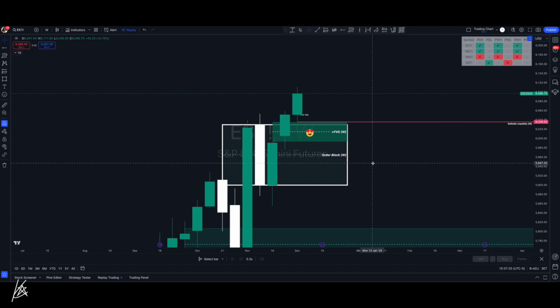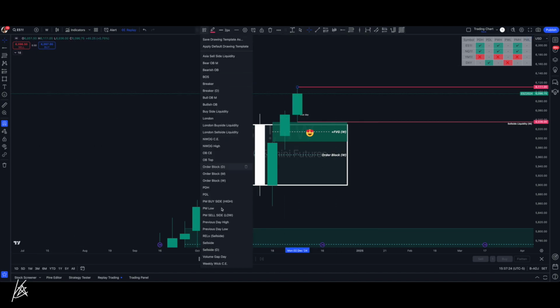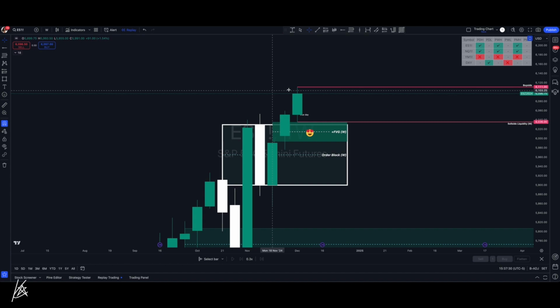So my bias for next week, let's mark this last liquidity, and we're going to do buy side. So let's see if we can find that. It's up here, buy side. So we've got our buy side, we've got our sell side, we've got the box, the order block, whatever you want to call it. We have our weekly liquidity. So this is my weekly time frame, and this is what is going to drive my bias for next week.